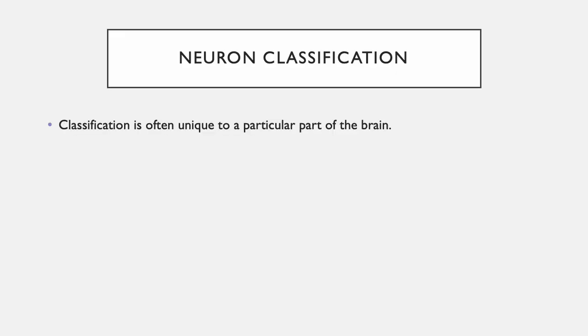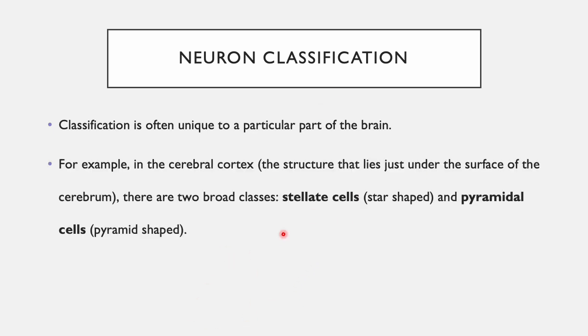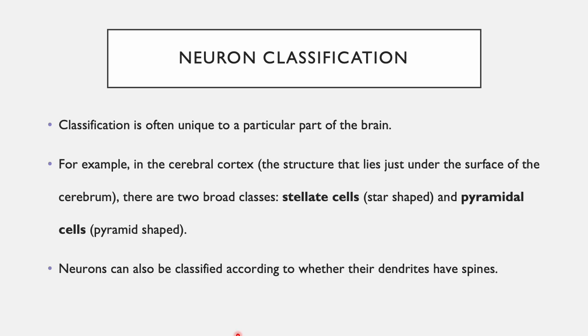Neurons can be classified in several different ways, and we're going to talk about all of those today. First, I want you to remember that there's two broad classes of cells. These are commonly found in the cerebral cortex. This is the structure that lies under the surface of the cerebrum. And if you remember earlier, I talked about how Galen studied the cerebrum in the sheep brain. So there are two broad classes. First, there are stellate cells, and they're star-shaped because this is the shape of their cell body. And pyramidal cells have a pyramid-shaped cell body. So these are two key broad classes of neurons.